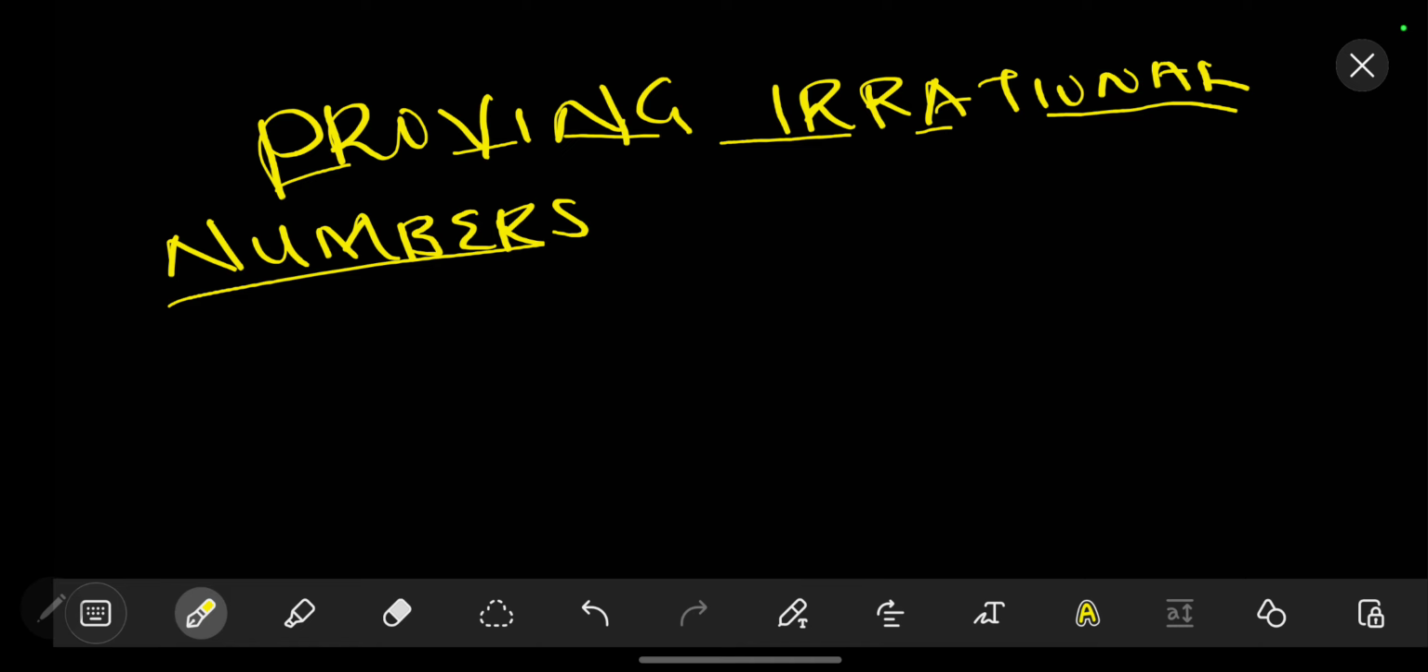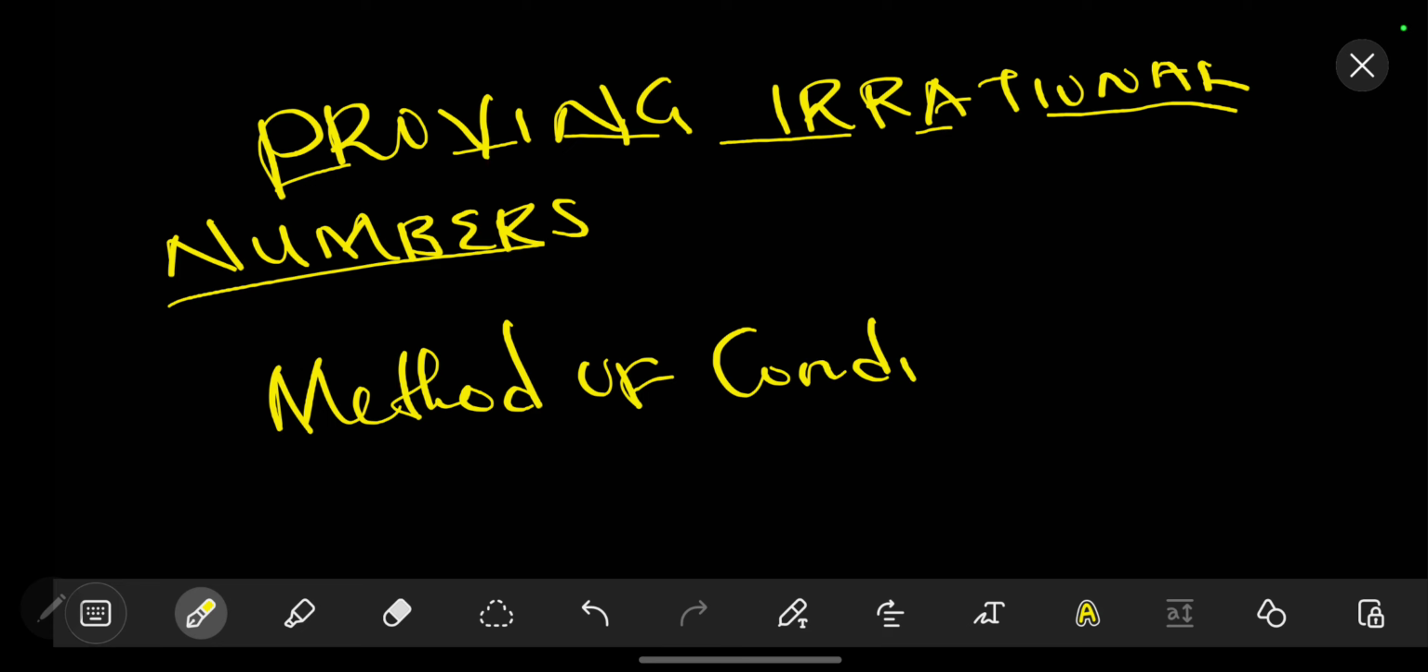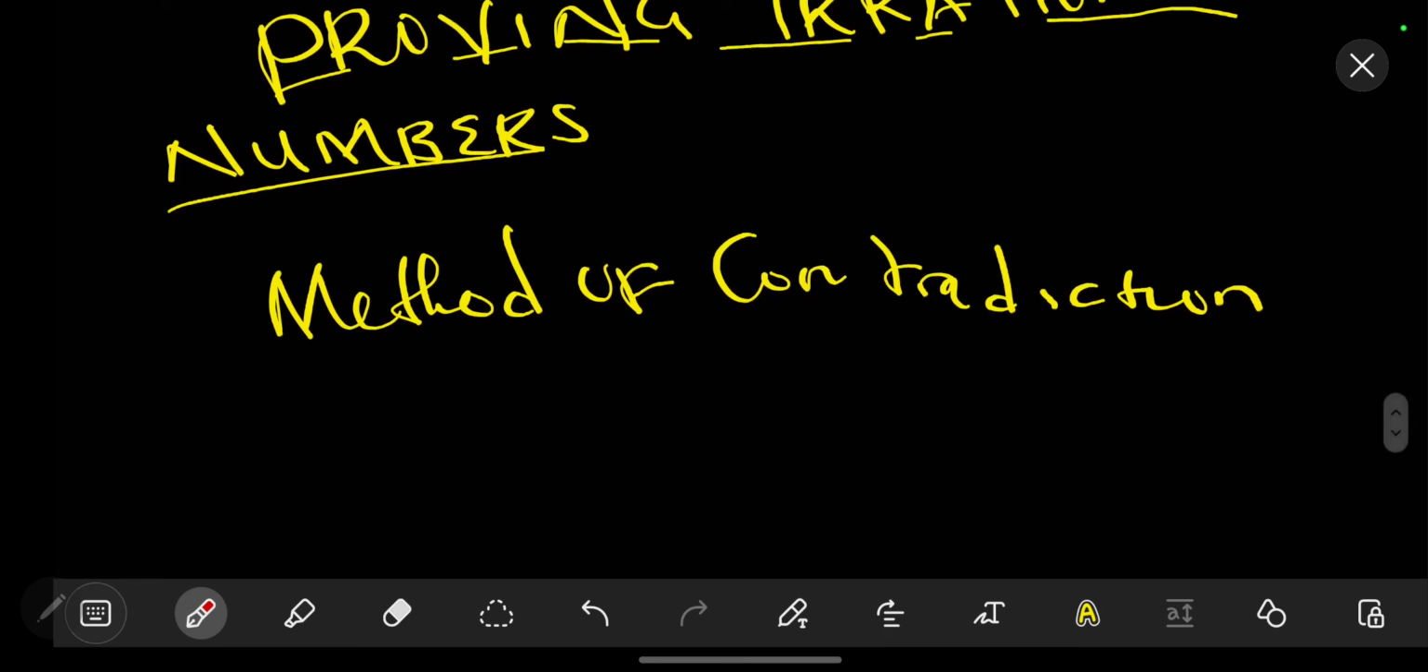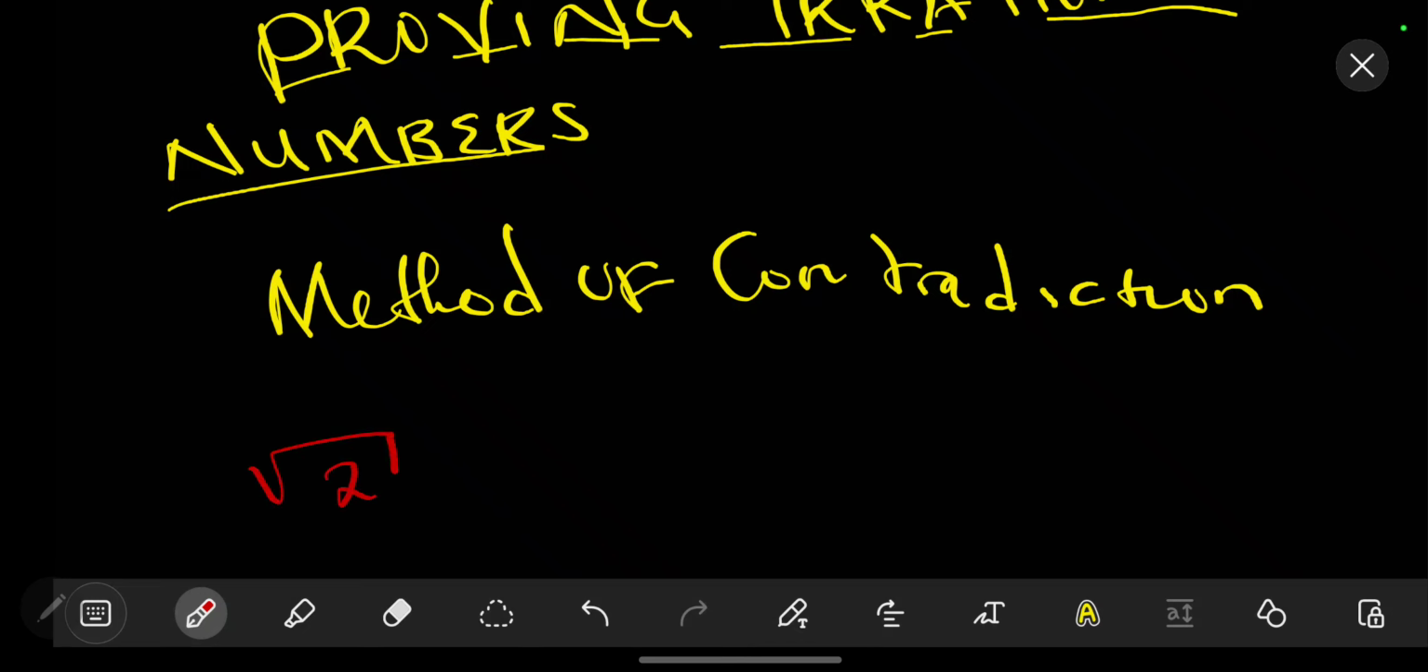So here we are going to be proving irrational numbers. We are going to be proving by the method of contradiction. So using the method of contradiction, we'll be able to prove. Let's say, for example, you have the square root of 2. You have to prove this one to be irrational.